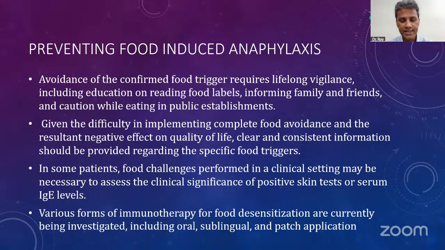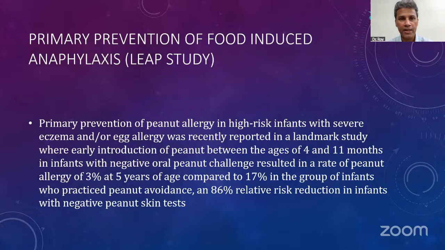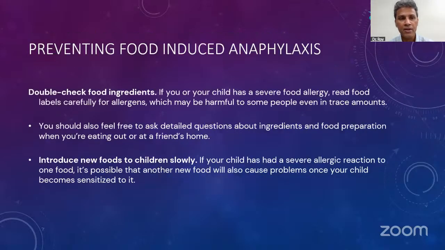Very specific testing so that we can identify the cross reactivities and know which ones are real, which are not. And then immunotherapy, which becomes very, very important. We know primary prevention of food-induced anaphylaxis was very much possible through the LEAP study, where early introduction of peanut between the ages of 4 and 11 months did help several of these patients go into a situation where they have negative tests and did not have any reactions later, compared to the group that was still practicing peanut avoidance, though they were in the high-risk category.